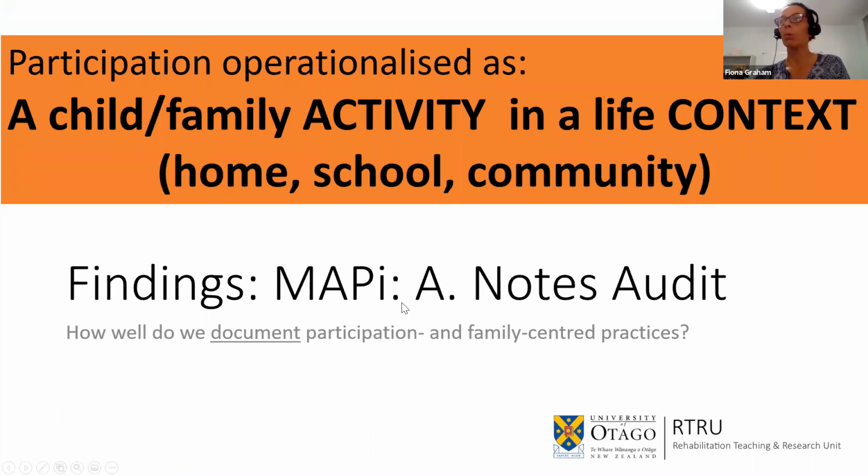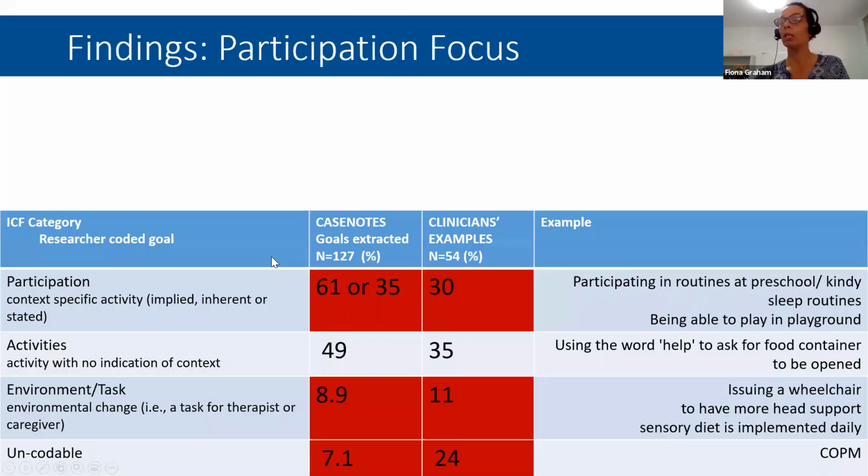What we were looking at, remember, was the extent that an activity in a life context was represented in the goals. Overall, findings were very similar to the UK and to Canada. About 30% of the goals given as examples through the audit, and through a questionnaire to clinicians where we asked them to give an example of what they considered a participation focused goal, about 30% in fact met the criteria of an activity in the context of the child's life as clearly stated.